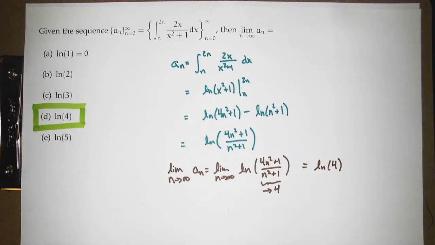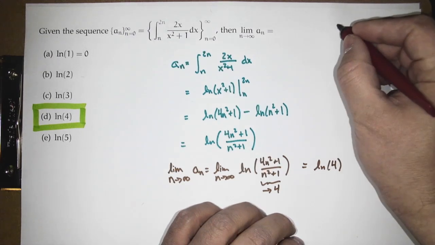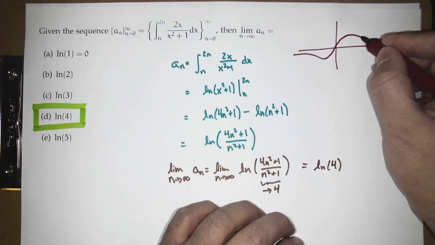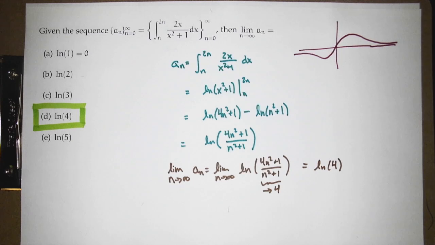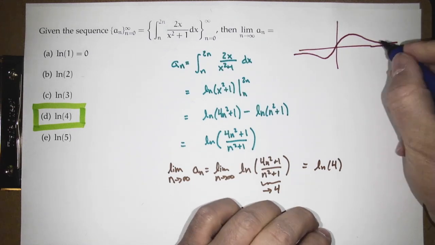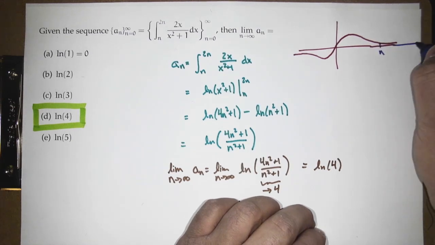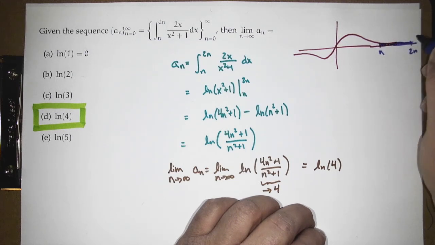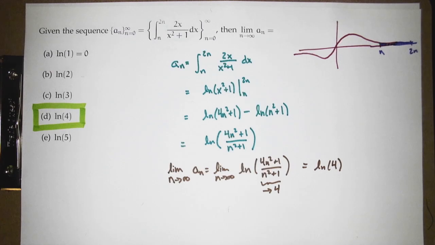All right, good. Now, in some sense, I'll point out, if you were to graph 2x over x squared plus 1, it does look something like the following. What's happening is we're looking at the tail. We're looking from n all the way out to 2n, and we're asking how much area is there? Even though the function is getting close to 0, because we're adding up over bigger and bigger ranges, we're still able to accumulate something.